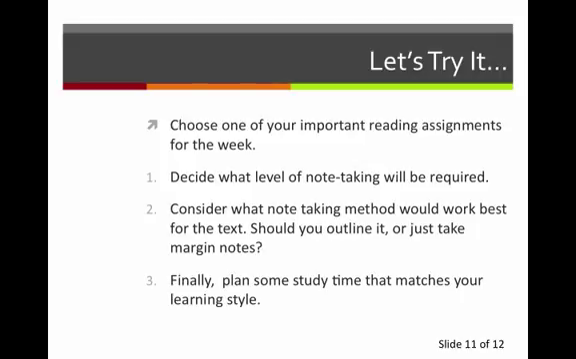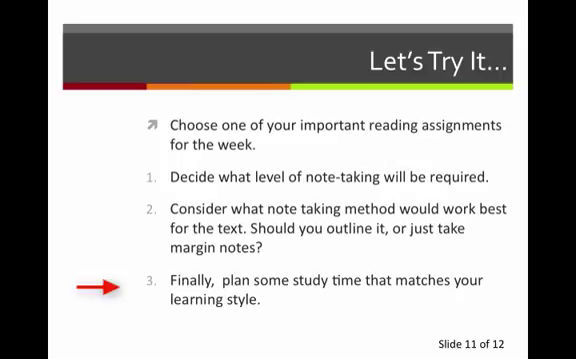So let's try it now with one of your upcoming assignments. First, consider what you will need to do with the information, and then determine the level of note-taking that is required. Is it surface, mid-level, or deep? Think about what style of notes will match the material. Does it make sense to use margin notes? Or is the information better illustrated by a concept path or outline?